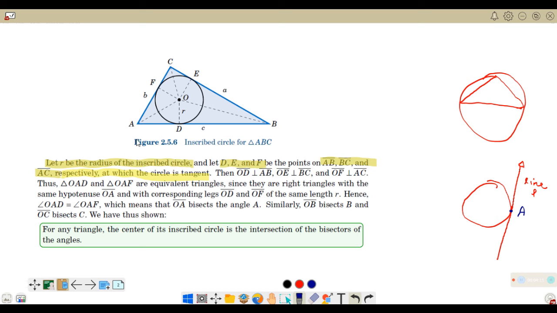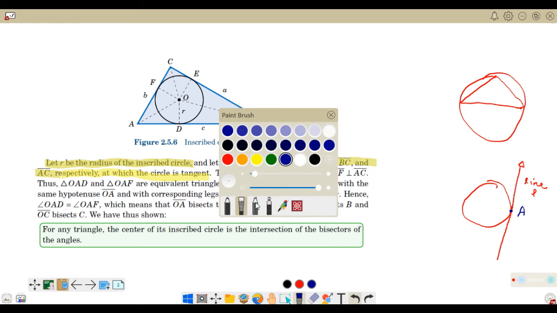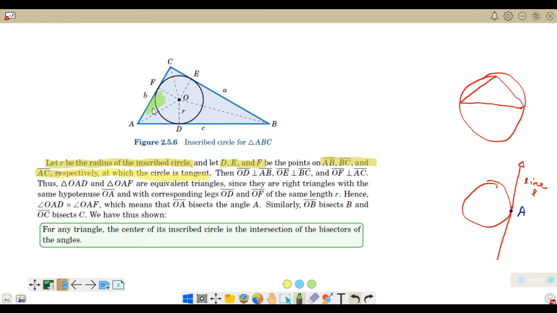So thus, triangle OAD and triangle OAF are congruent triangles, since they are right triangles with the same hypotenuse OA. If you look closer, these two triangles are congruent. I will shade one green and one pink. So these two are actually congruent triangles. Okay?